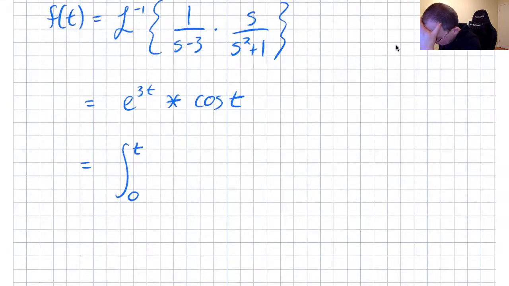Okay, I think I want to put cosine first. So cosine tau times e to the 3t minus tau.